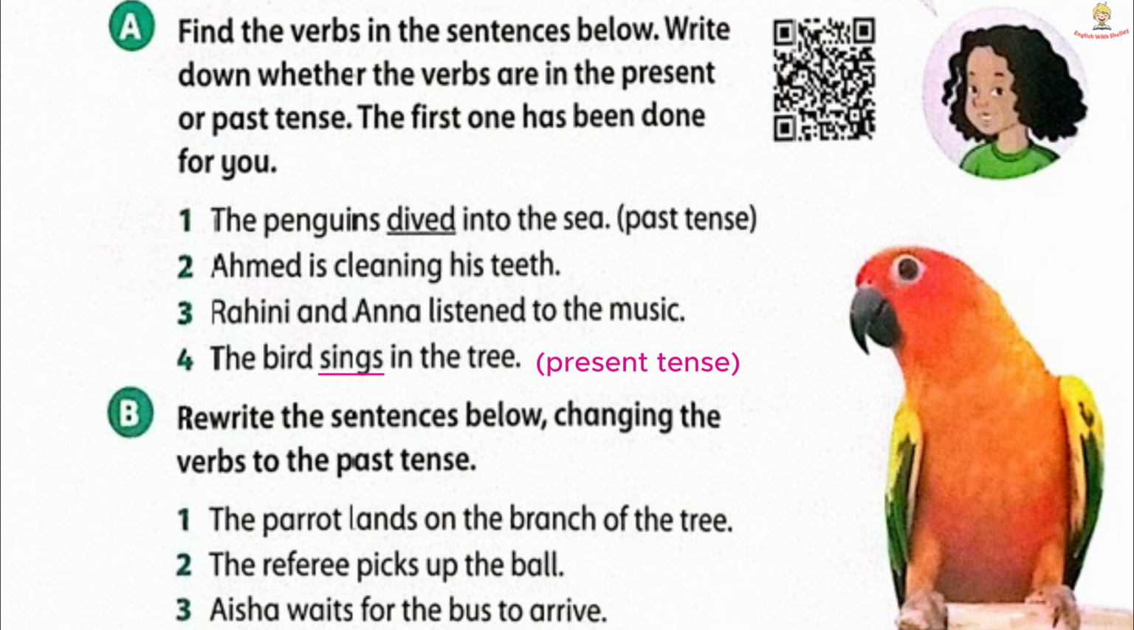Part B. Rewrite the sentences below changing the verb to the past tense. So here you also identify the verb and change that verb into past and then rewrite this sentence. The first one is the parrot lands on the branch of the tree. So the verb is land. We change this verb in past and the sentence is the parrot landed on the branch of the tree. Second one is the referee picks up the ball. So the verb is picks, so we change it in a past and the sentence is the referee picked up the ball. Last one is Aisha waits for the bus to arrive.